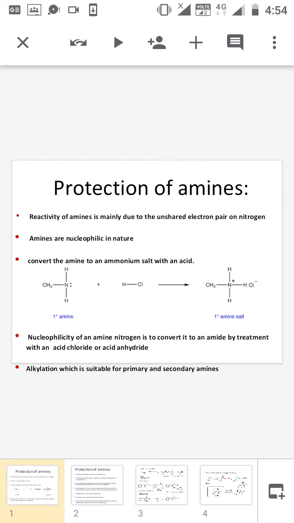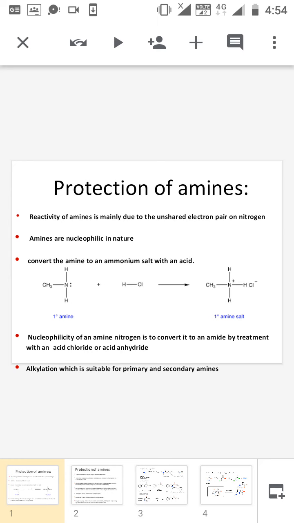We are discussing the protection of the amine. As we discussed earlier, protection means masking the most reactive functional group and doing the reaction on the least reactive group. After the desired reaction, we can deprotect the most reactive group and carry out the analysis on it. This is the protection. So today we are discussing the protection of the amine.